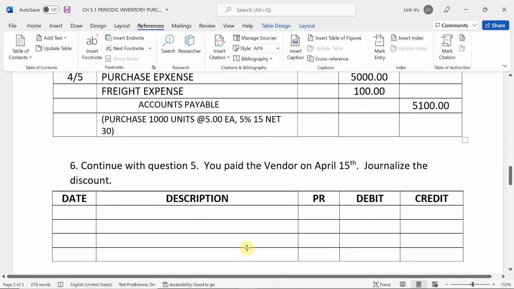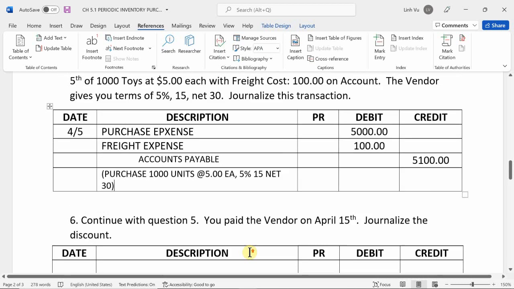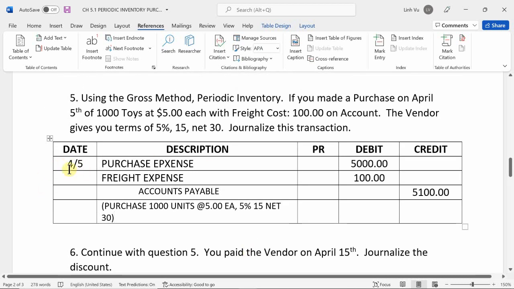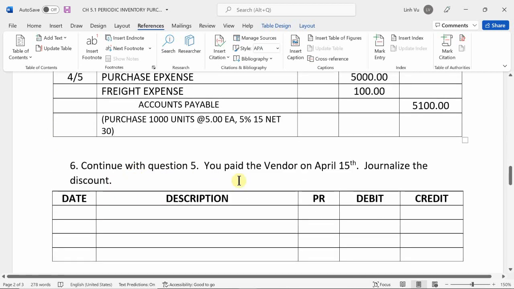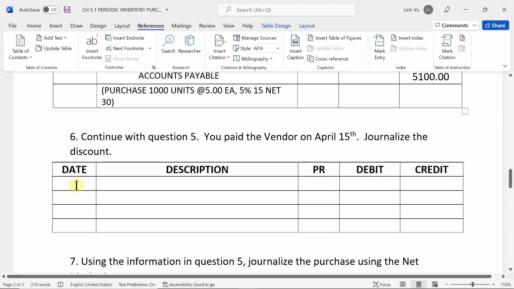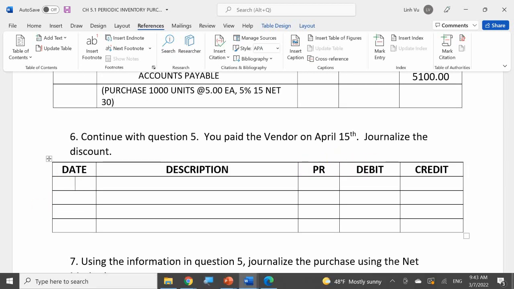So then 6 says continue from question 5 and you end up paying the vendor on April 15. Journalize this discount. So in this case, I bought it on April 5th and I have 15 days to get a 5% discount. So that means I have to pay by April 20th, okay? But in this case, I end up paying on April 15th. So how do I record the discount?